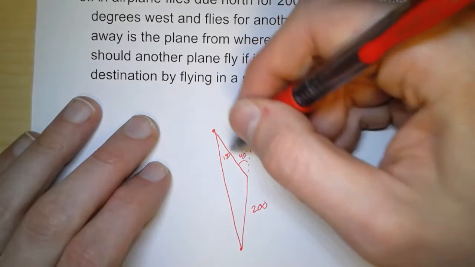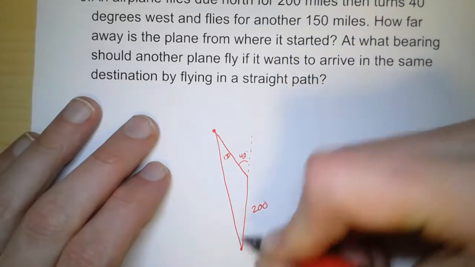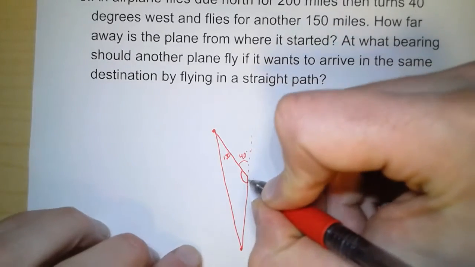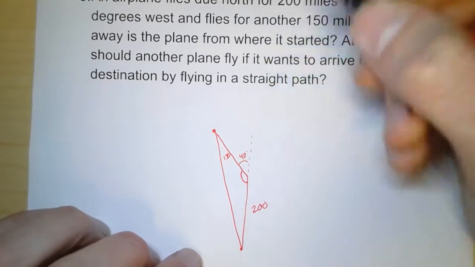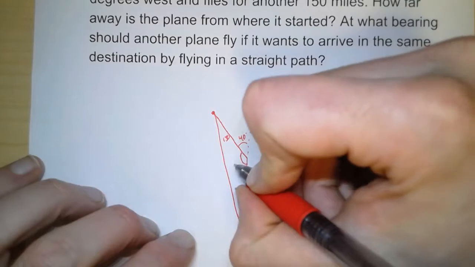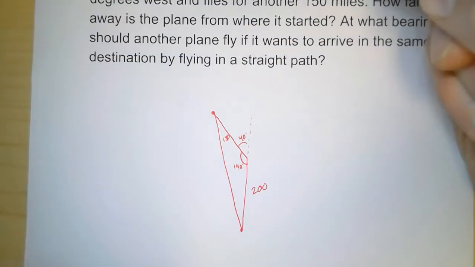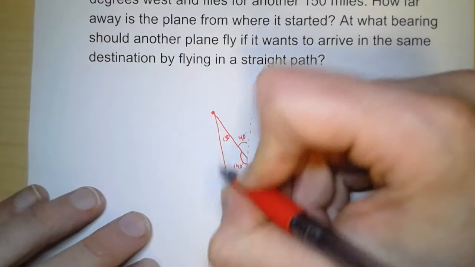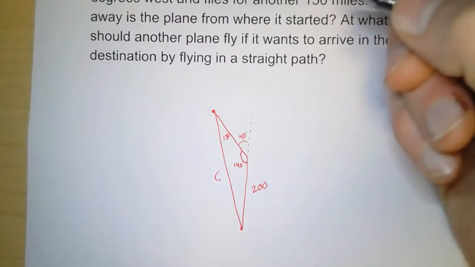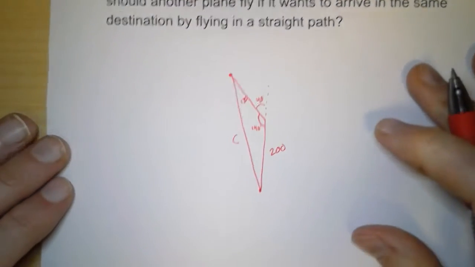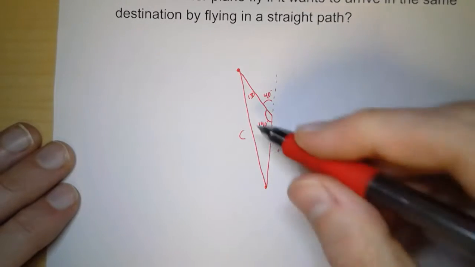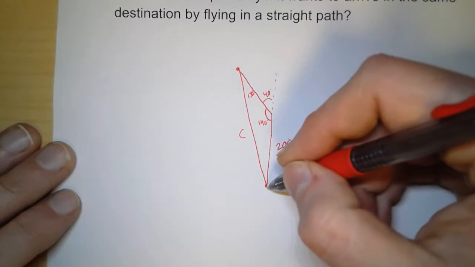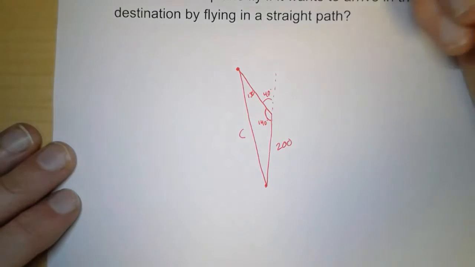Well, we know that this length is 150. We know this length is 200. Now what about this angle between them? Well, it has to be supplementary with 40. So that means this angle has to be 140 degrees. And so what we want to know is this side right here. So we'll call it C. So using law of cosines, we can figure out this side length, which is the distance from where the plane started to where it ended.